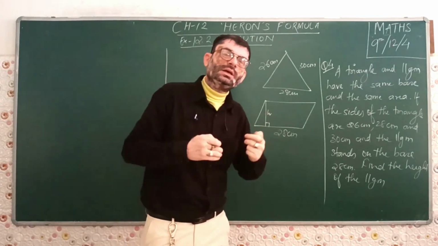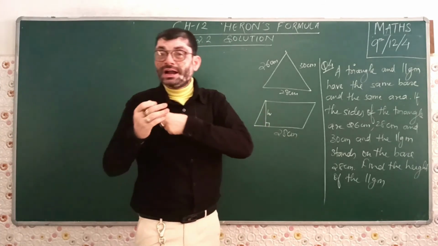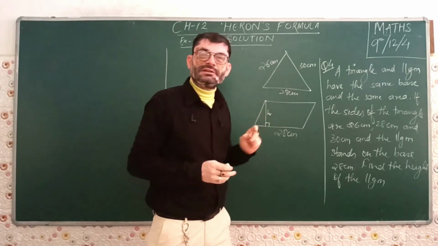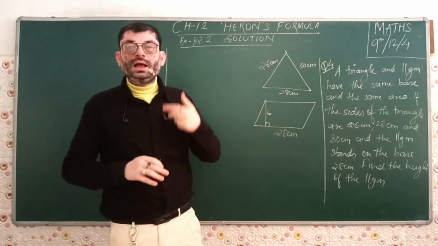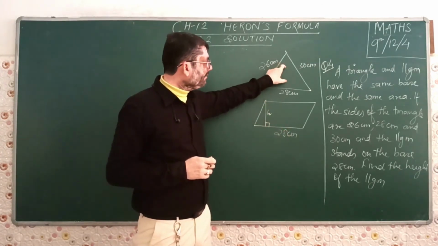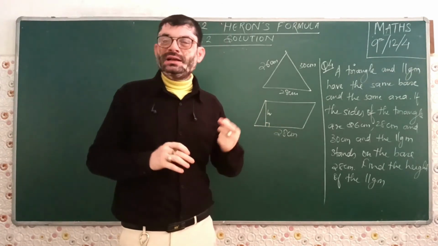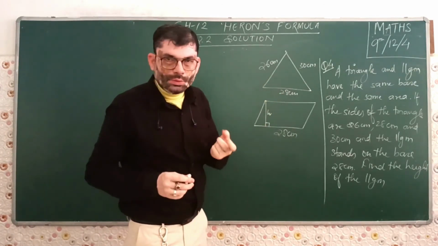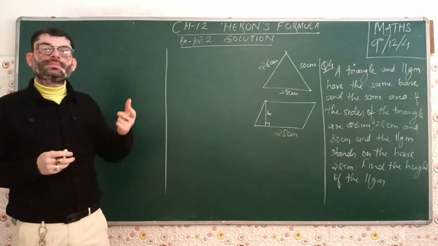So what are we actually going to do in the sum? We are given the dimensions of the triangle. That means we can find the area of the triangle. How? By Heron's formula. Using the three sides we can find the area of the triangle, and that area of the triangle is equal to the area of the parallelogram. And we know the area of the parallelogram is base into height. Area we know, base we know, the only thing that is unknown is height. So we can find the height by comparing the area of the triangle that we'll get with the area of the parallelogram. So let us first of all move to find the area of the triangle by Heron's formula.